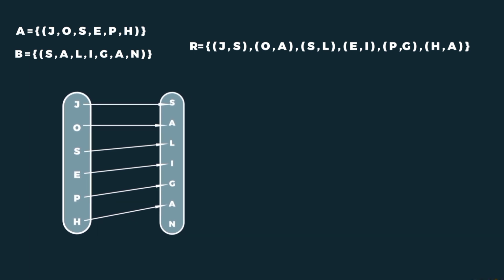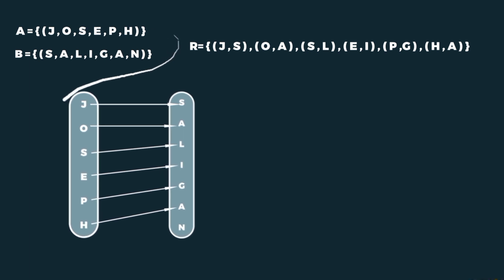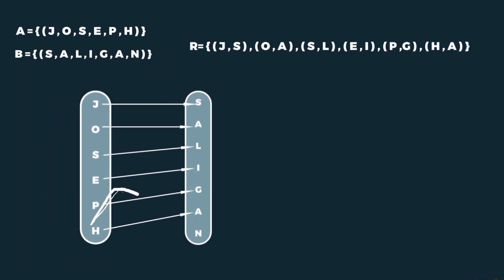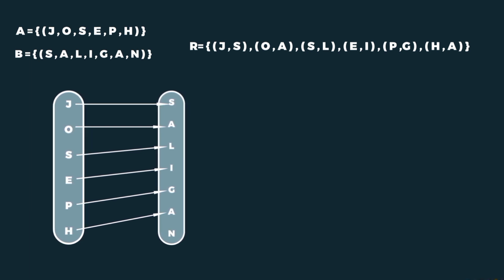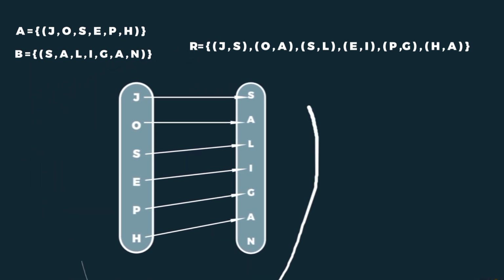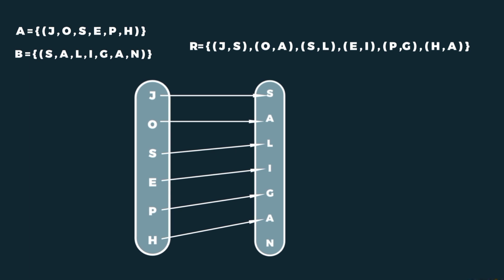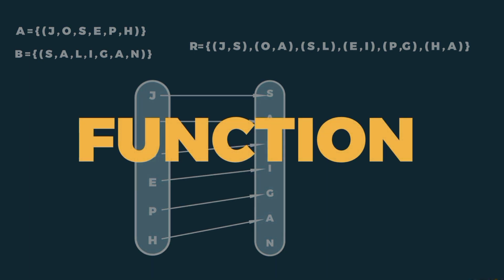So we can see here that every element of A has a pair. So check for the first property. How about the second property? Also check for the second property, right? Because all of the first elements are unique.